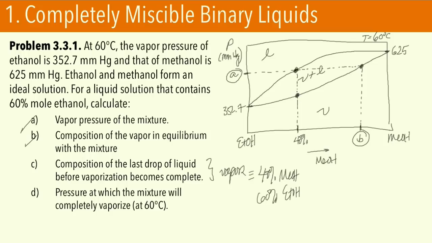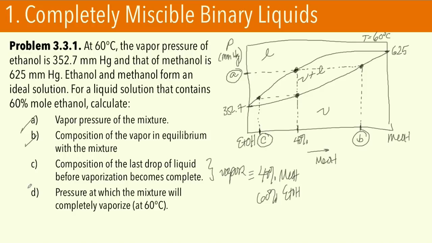Okay, it's going to be 40% methanol, 60% ethanol, the same composition as the original liquid mixture. If you want to figure out the composition of the last drop of liquid before vaporization becomes complete, graphically this is determined by plotting a tie line towards the liquid line. Overall, if we draw a line downwards, this represents the composition of the last drop of liquid before vaporization becomes complete. So this composition over here is going to be for item C.